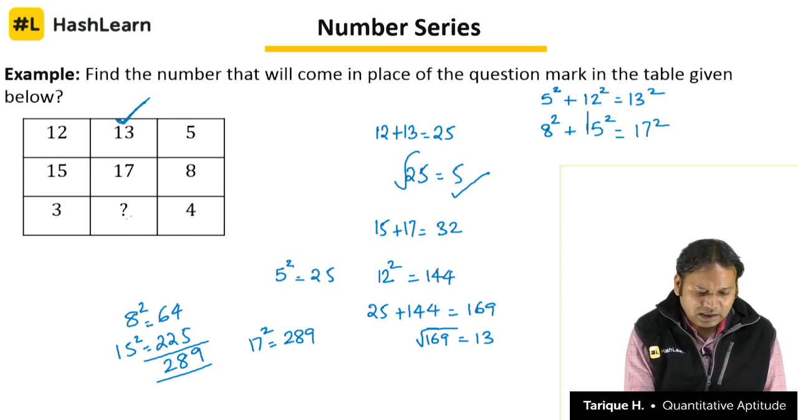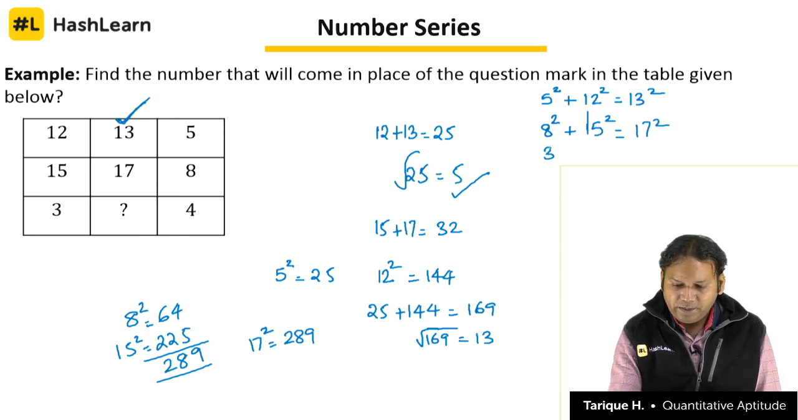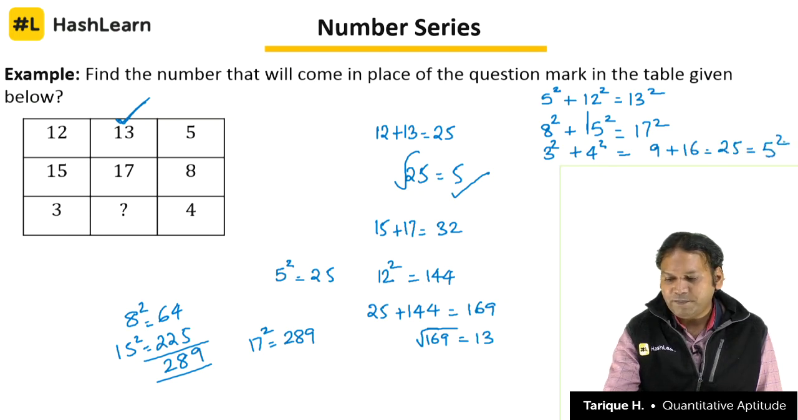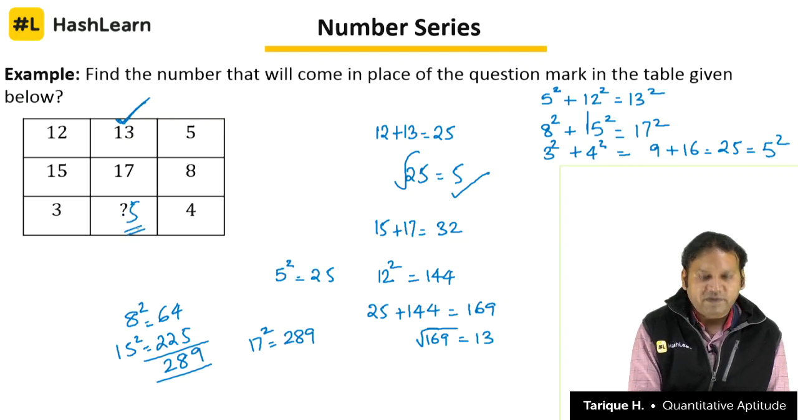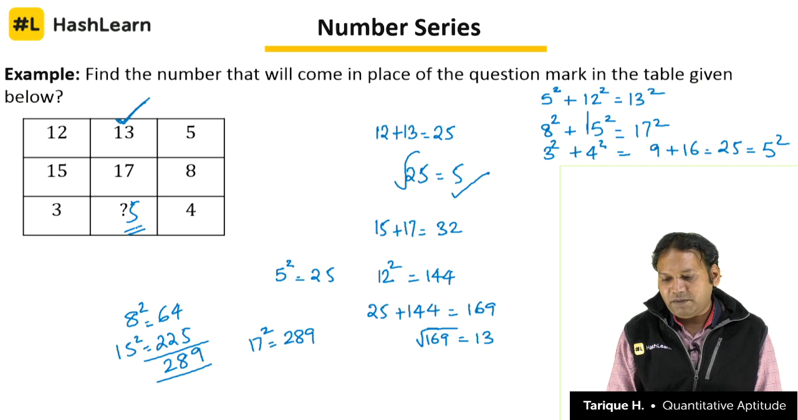That means in the last row, 3 square plus 4 square should give us the answer. What is 3 square? 3 square is 9 and 4 square is 16. 9 plus 16 is 25, and we know 25 is 5 square. So what number should come in the place of the question mark? The answer is 5. Number 5 should come in the place of the question mark.